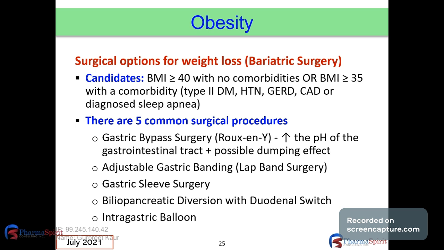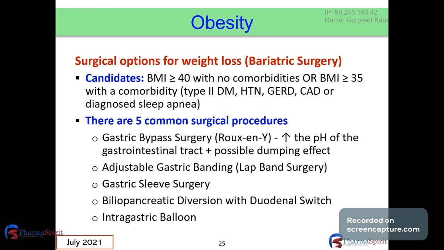The other problem with the gastric bypass surgery is the possible dumping effect. The dumping effect refers to a phenomenon when the food passes really quickly to the intestine. Usually, the food is digested in the stomach first, and the stomach will release a small portion of the food to the intestine at a time. In the dumping effect, the food will move quickly to the intestine, and this results in side effects such as nausea, diarrhea, and fainting.